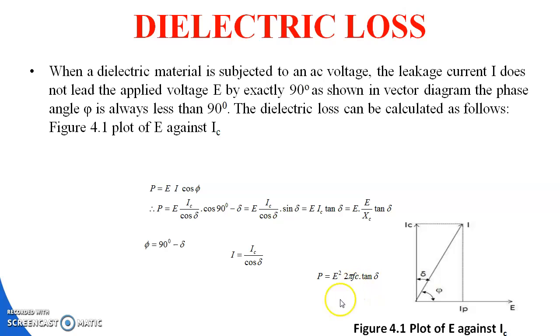Here, in figure 4.1, plot E against IC. So here E is in phase, IC is at 90 degrees, and IP is in phase with E. Is that clear to all of you?